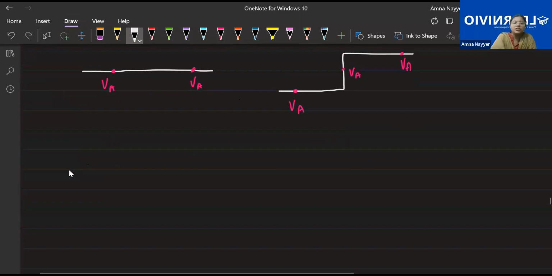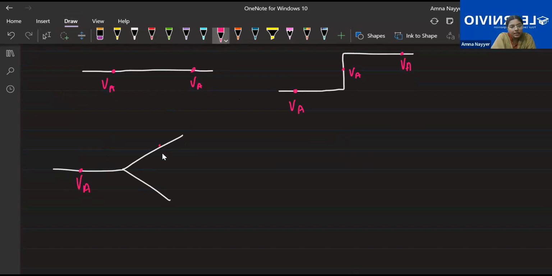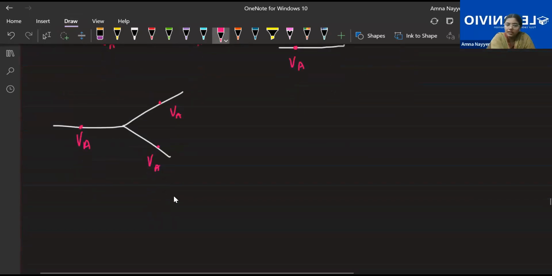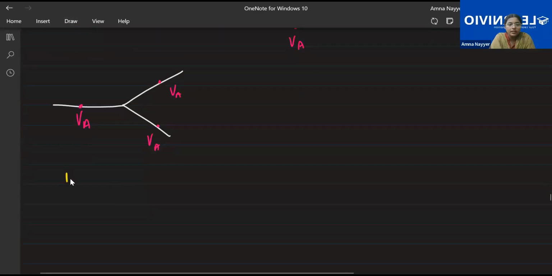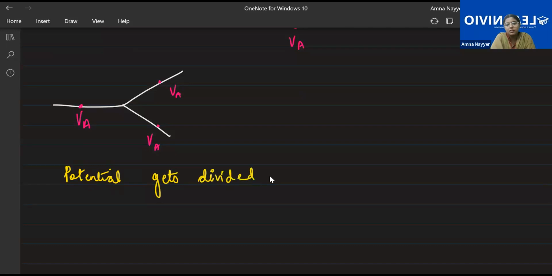Let's say the branching has occurred. This point is, let's say, VA. Here also it will be VA. Here also it will be VA. Your potential gets divided on devices interaction. Means as soon as there's a devices interaction.